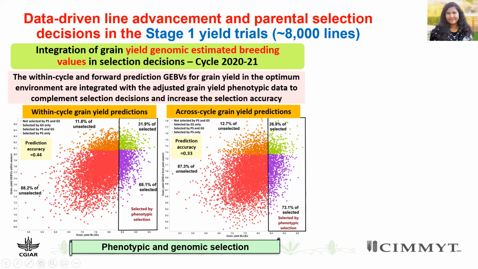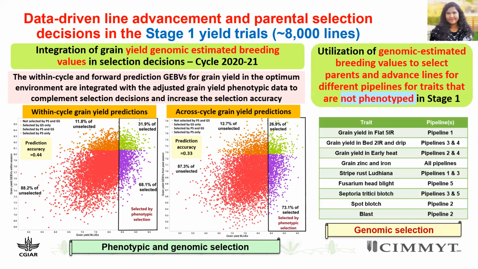We use the phenotypic BLUEs as well as the GBVs, so the best lines. When you select the best lines, we also look at the genomic estimated breeding values. So if a line has good genomic estimated breeding values and also good grain yield phenotypes, we select those lines, and we also discard lines which have poor GBVs as well as poor phenotypes. That's how genomic selection is helping us with our phenotypic selections as well.